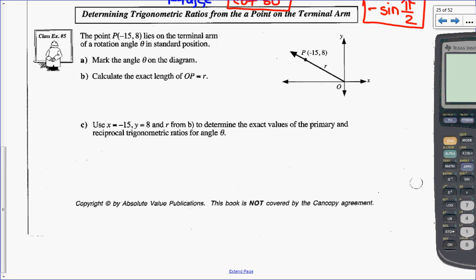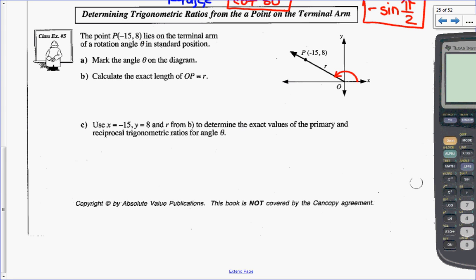Okay, let's have a look at class example number 5. We're going to determine trig ratios from a point that we know on the terminal arm. The point -15, 8 lies on the terminal arm of a rotation angle in standard position. So what that means is, this is the actual angle, and this is the terminal arm, the ending arm of that angle, okay, where it ends up.